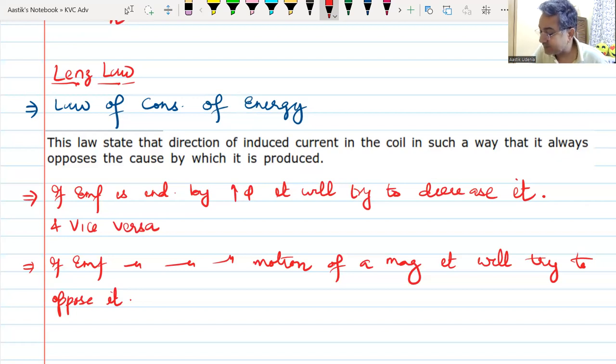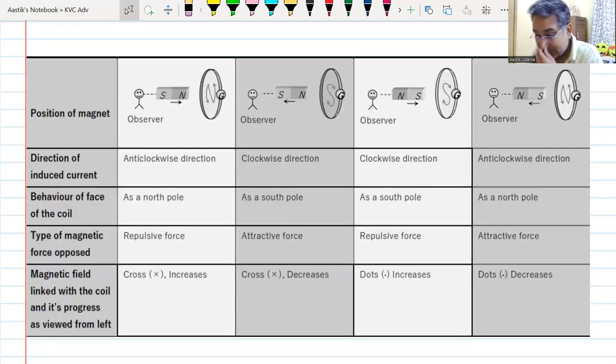Now, let us first take the example of this magnet which is moving, and we can try to understand it in different ways. Now, there are 4 different cases. In the first case, you can see the north pole of the magnet is moving towards the coil. Do we understand this? Yes. Now, this flux will be produced by the magnet which is coming towards you. You have to oppose it. So what you do, you will have to move the magnet away from you. Yes or no? Yes.